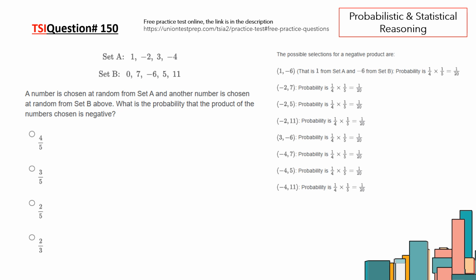A number is chosen at random from set A and another number is chosen at random from set B above. What is the probability that the product of the numbers chosen is negative?